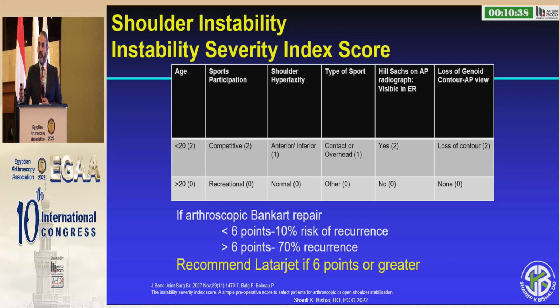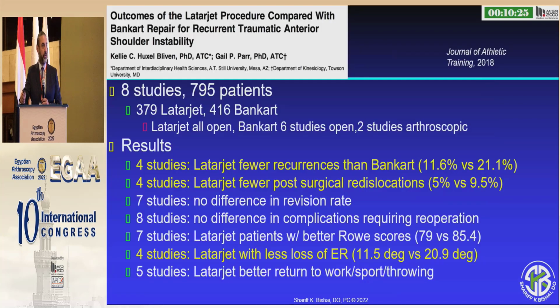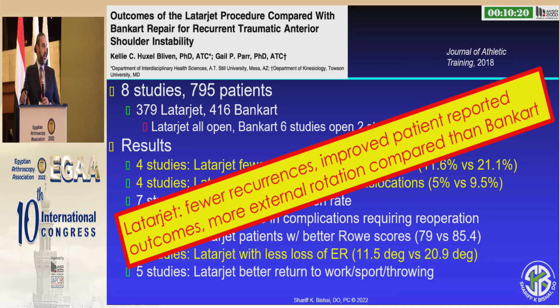I think in America, we're afraid of the Latarjet procedure and bony procedures altogether. So what we do is we say this isn't validated, but it has been validated. And therefore, the more you use this, you'll find that there's more patients that will need a bony procedure than a soft tissue procedure. Again, a busy slide, but within this slide, what it tells us is that the Latarjet has fewer recurrences, improved patient-reported outcomes, and more external rotation compared to those of patients that get a Bankart.